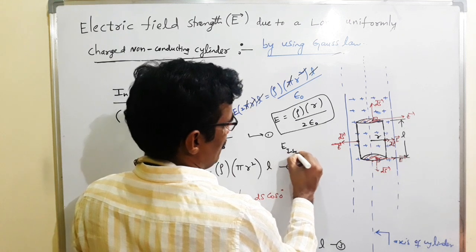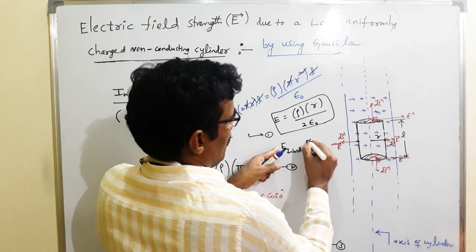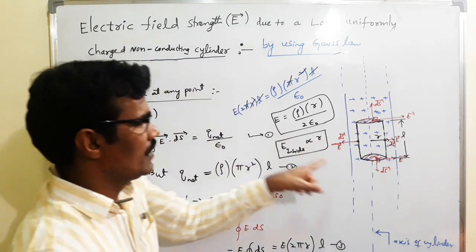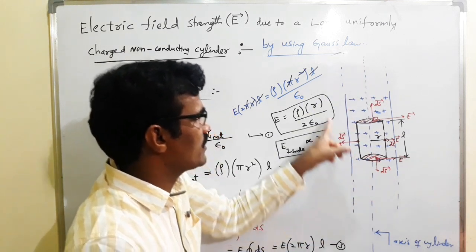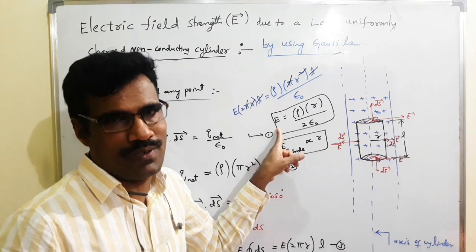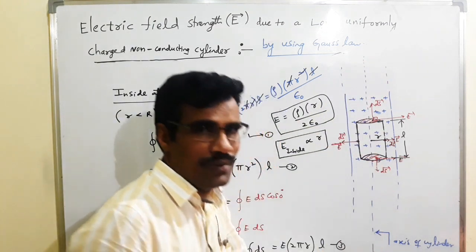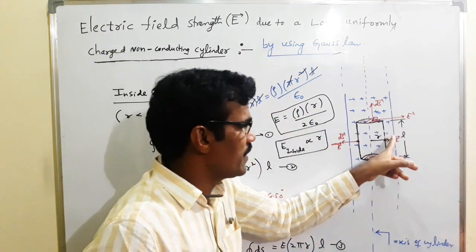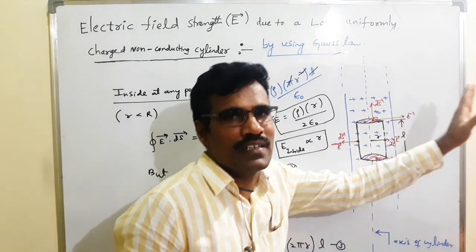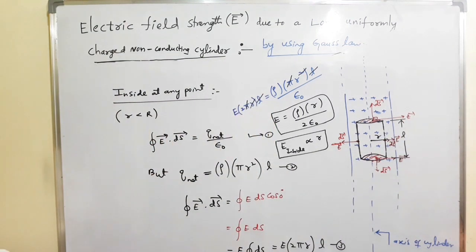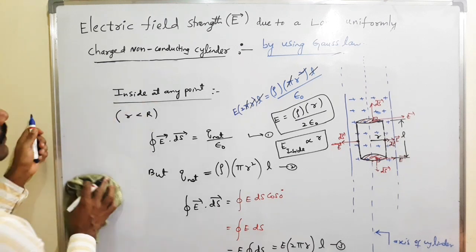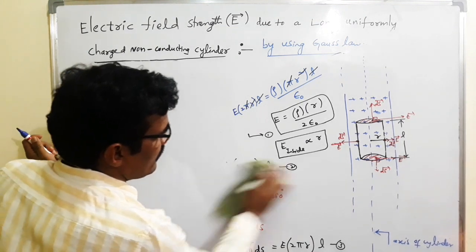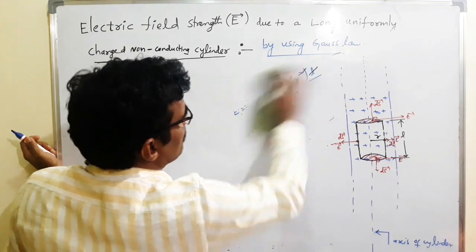Inside the cylinder, the field is directly proportional to distance. So it increases linearly from the axis. On the axis, small r equals 0, so the field on the axis is 0. The field gradually, linearly increases up to the surface. At the surface it is maximum, and after that it decreases. So this is the field inside at any point of the non-conducting cylinder.